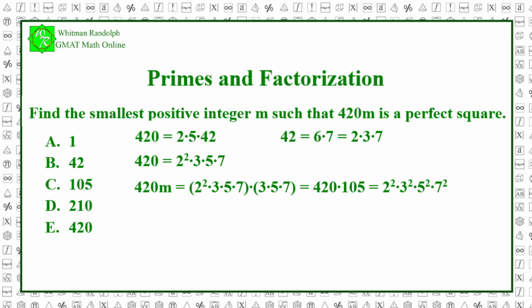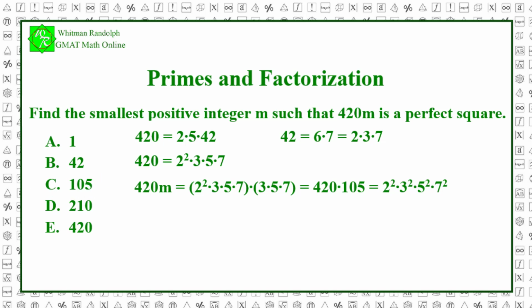That is, 420m equals 2 squared times 3 times 5 times 7 times 3 times 5 times 7, which equals 420 times 105, and that equals 2 squared times 3 squared times 5 squared times 7 squared. So m equals 105, and the correct answer is C.